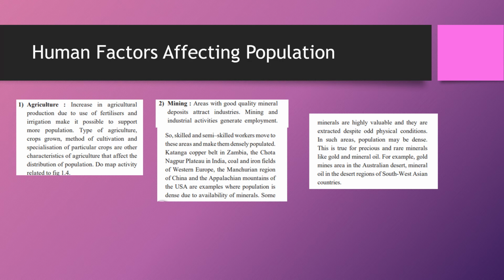There are a few minerals which are highly valuable and are extracted despite all physical conditions. There are some minerals like diamond. Diamond is a mineral, and if you extract it, there are physical conditions which you need to go through, but despite that they are highly valuable. In such areas population can be dense. It is true for precious and rare minerals like gold and mineral oil. For example, gold mine areas in the Australian desert and mineral oil in the desert region of southwestern Asian countries attract a lot of population because of mining.